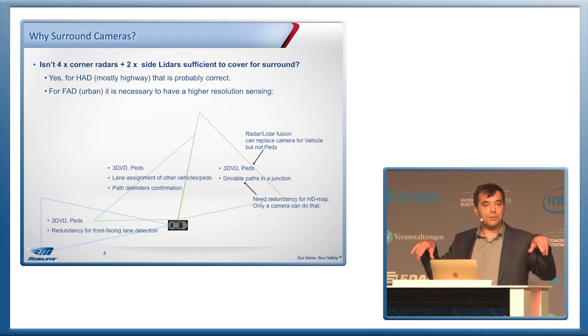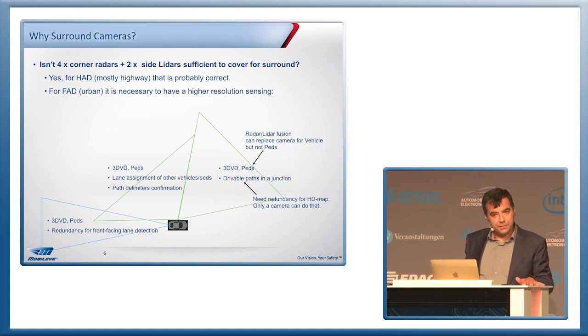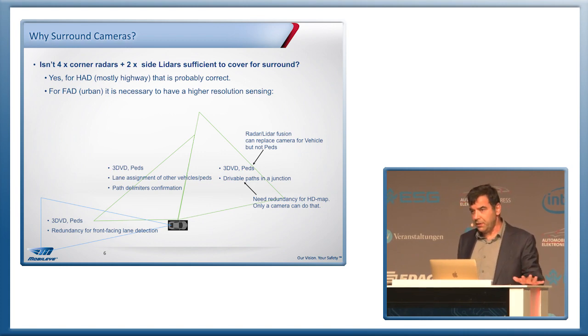But why do you need surround cameras? Because there are many sensory constellations that have a front-facing camera, front-facing radar, four-corner radars, laser scanners in the front and the back, and you have a 360-degree cocoon. I would say that yes, for highly autonomous driving in highway settings, that's fine. Once you get into city traffic, where things become much more complicated, that is not sufficient, and let me try to show where things are.